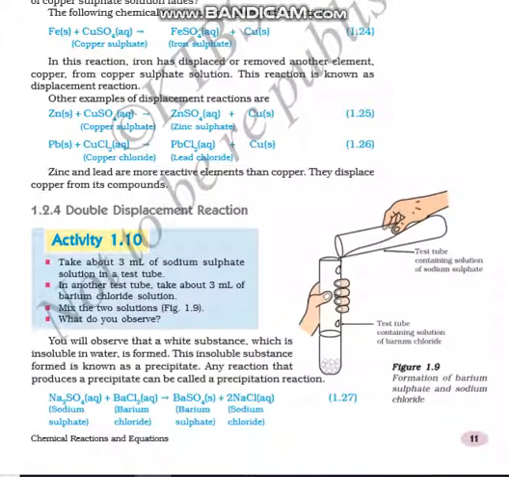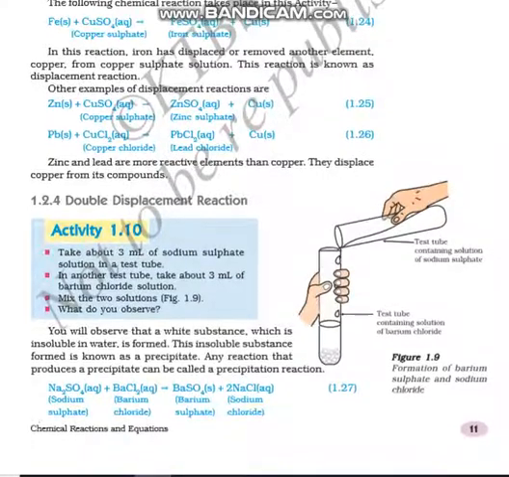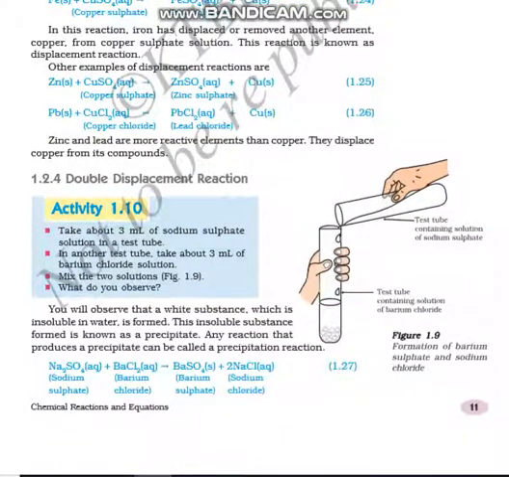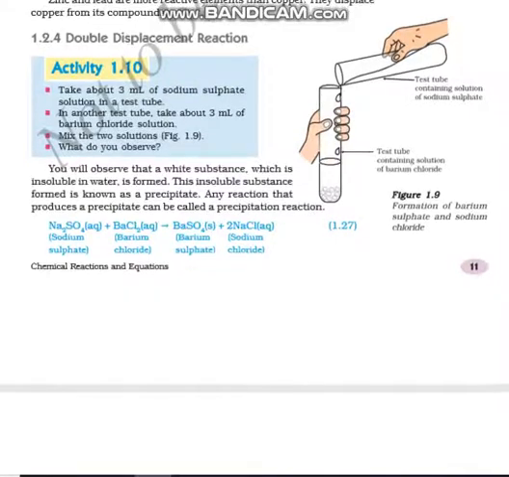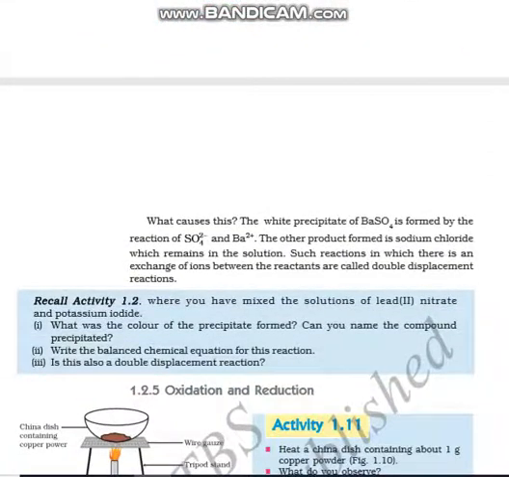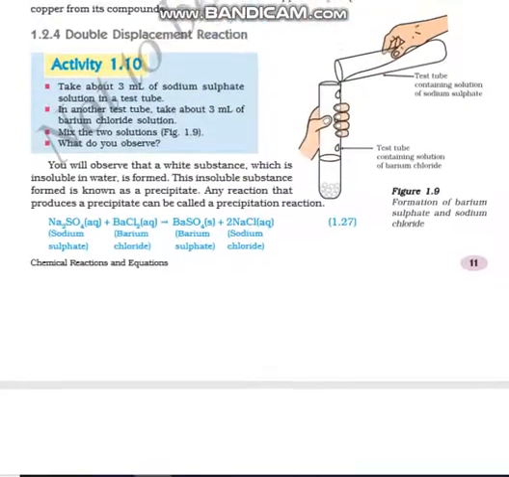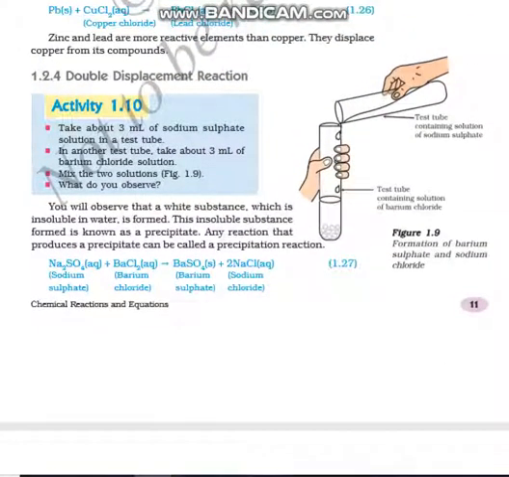One more type of reaction we have is double displacement reaction. What is meant by double displacement reaction? To understand the double displacement reaction, let us take the activity from our textbook. Take 3 ml of sodium sulfate solution in a test tube. In another test tube, take 3 ml of barium chloride solution. Mix the two solutions. What do you observe?